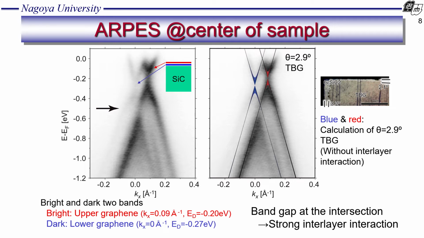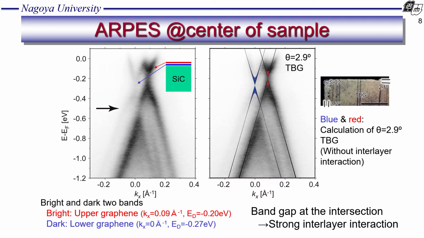The Dirac points of each graphene are located at the positions shown below. Different Dirac energies indicate that the doping amount is different in the upper and lower graphene. And the fact that the distance of these two bands was about 0.09 angstrom inverse means that the two graphene layers were rotated by about 2.9 degrees.